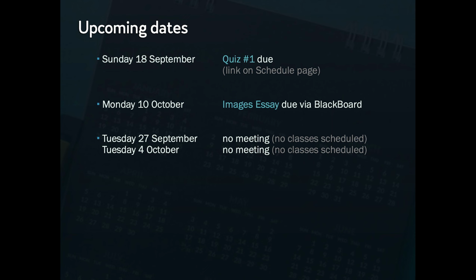The upcoming dates are mainly the images essay, which is creeping up upon us very quickly. So I want to make sure that you are thinking about that as something that you need to be dealing with now, because October 10th is only a few weeks away.